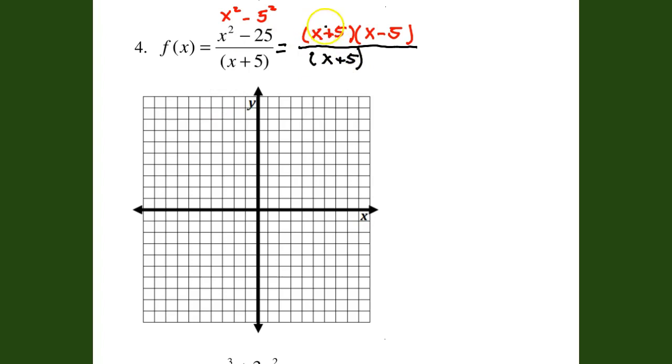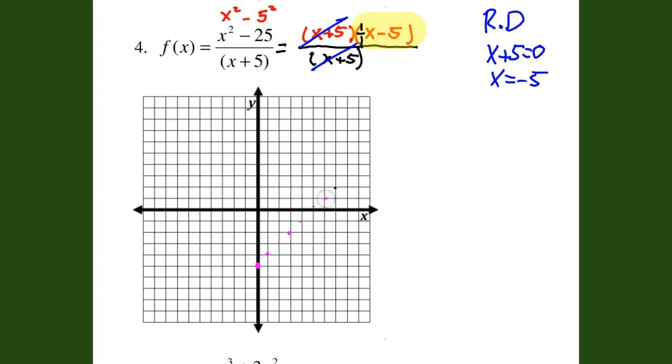But now you can see we have the same factor on the top and bottom. So the removable discontinuity is going to be where this equals 0, so at -5 again. And we're left with, kind of like number 1, just a linear equation, right, with a slope of 1 over 1. So we're going to start at -5, 1, 2, 3, 4, 5, and just go up 1 and over 1. That just looks like that.